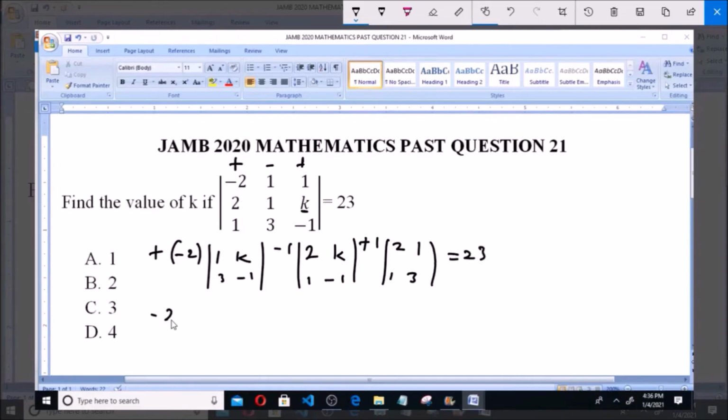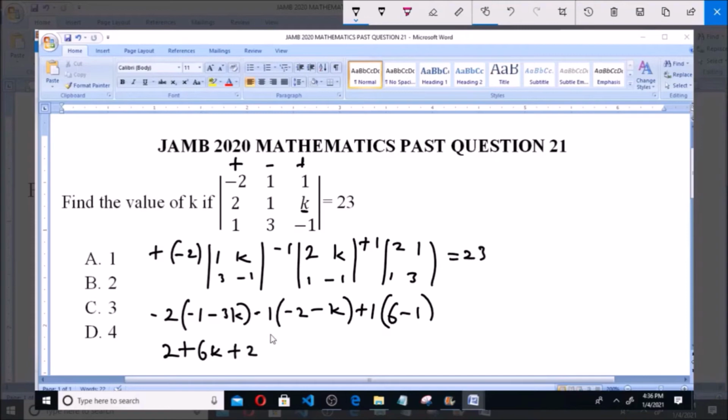So here we have minus 2 into 1 times minus 1 will give us minus 1, minus 3k minus 1. 2 times minus 1 will give us minus 2. 1 times 1 will give us minus k. Then plus 1 into 2 times 3 will give us 6. 1 times 1 will give us 1 minus 1. So opening the bracket, 2 plus 6k. Then minus 1 times minus 2 plus 2, minus 1 times minus k plus k. Then 6 minus 1 will give us 5 times 1 will give us plus 5, is equal to 23.